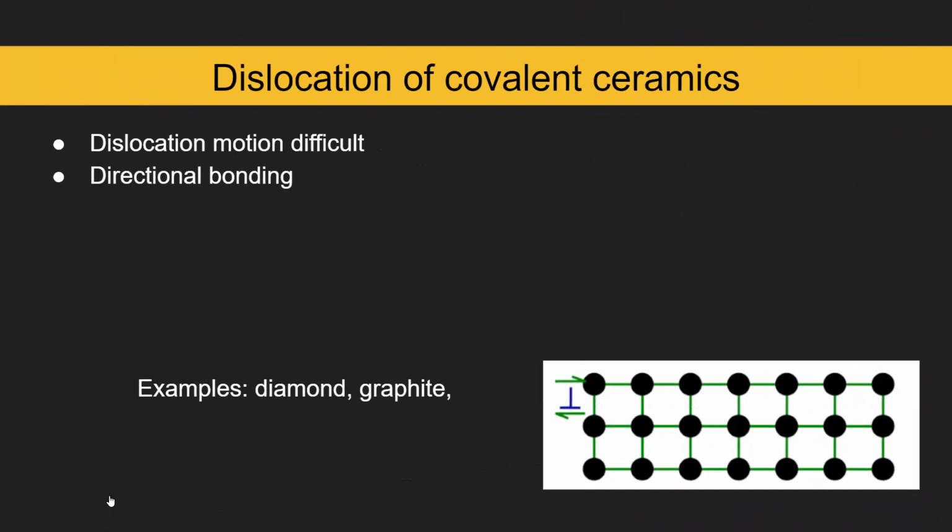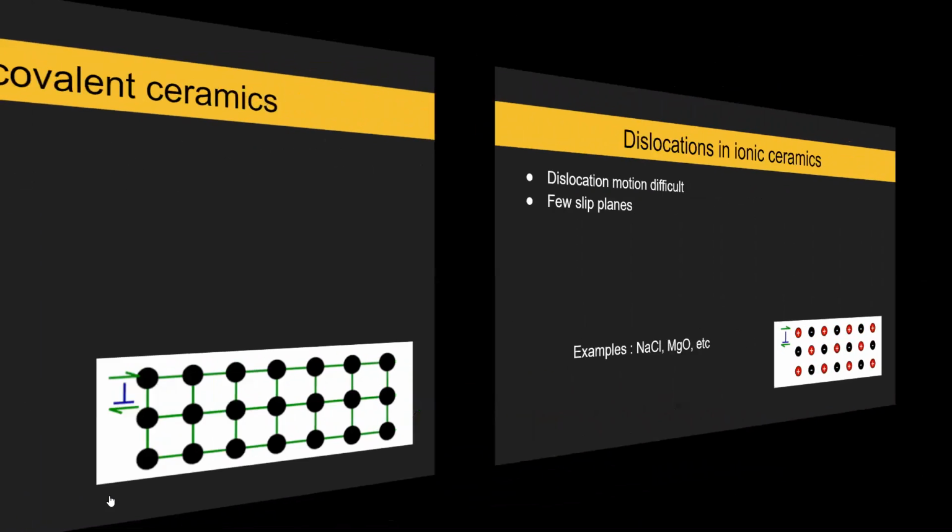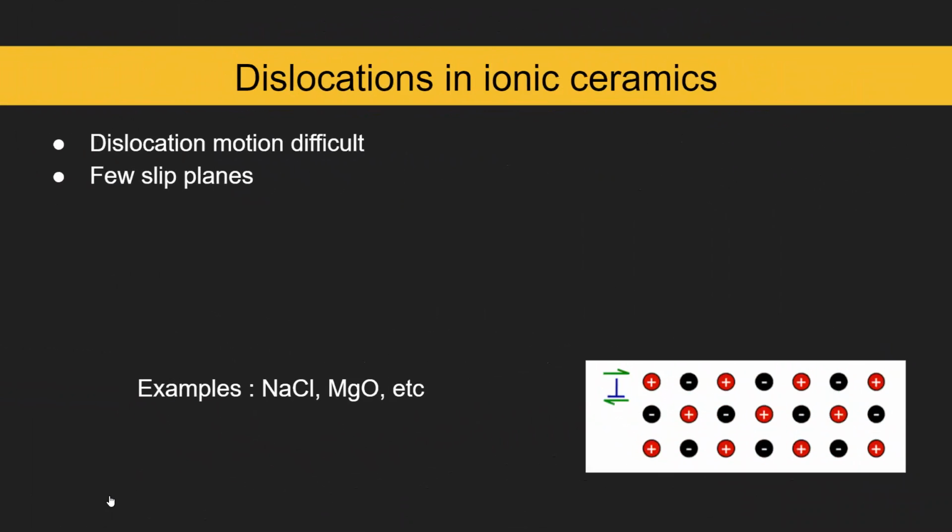So dislocation in covalent ceramics is going to be a little bit more difficult because of the bonding. So these are going to be your diamonds, graphites, and so on. And the dislocations in ionic ceramics will also be difficult because there are few slip planes and there's not really room for dislocations to occur. So these will be some examples down here.